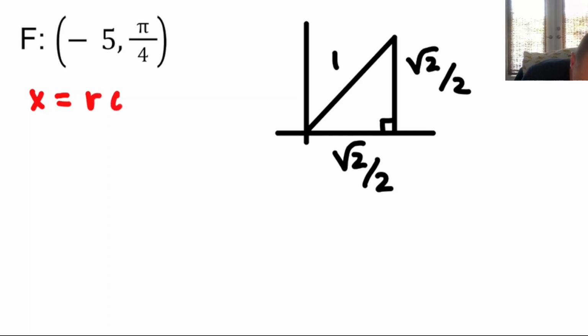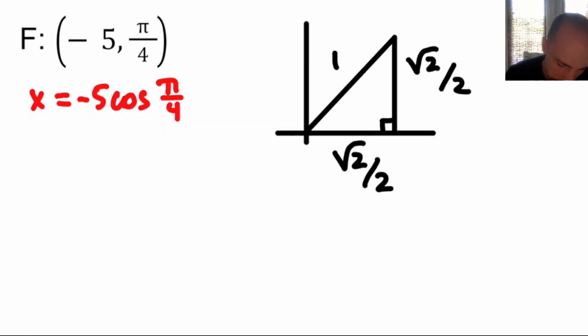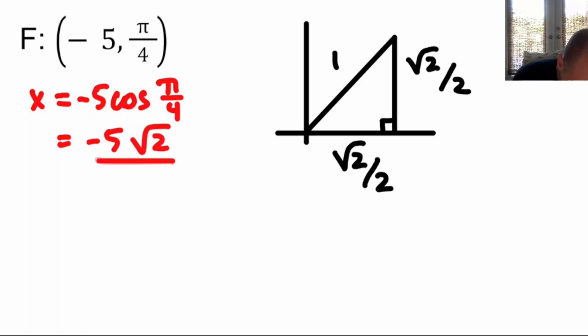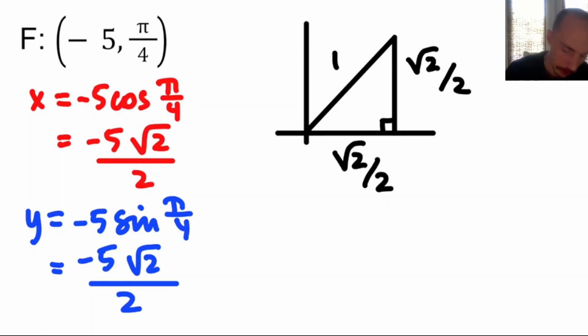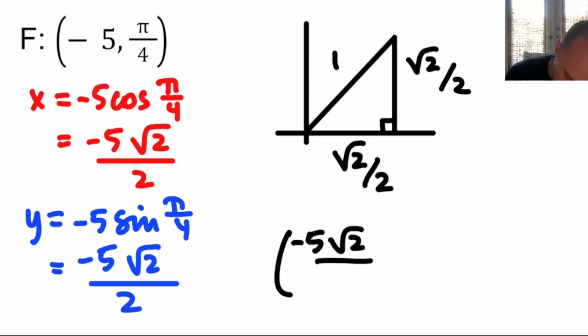X equals r cosine theta, which I guess I'd kind of been writing more explicitly, so like negative 5 cosine pi over 4, which is going to be negative 5 times root 2 over 2. Then y is going to be equal to negative 5 times the sine of pi over 4, which is the same thing, so I should get the same result. Yeah, negative 5 root 2 divided by 2. And so if I was going to write these, negative 5 square root 2 divided by 2 and negative 5 square root 2 divided by 2.